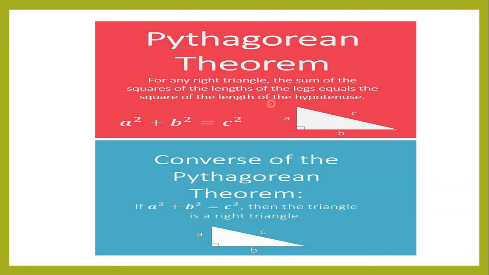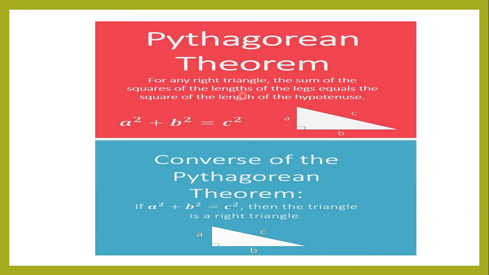And according to Pythagoras theorem, the square of the longest side will be equal to the sum of the squares of the other two sides. So the other sides are A and B. This is your Pythagoras theorem. Now the converse of the Pythagoras theorem: if A square plus B square equals C square, then the triangle is a right triangle.